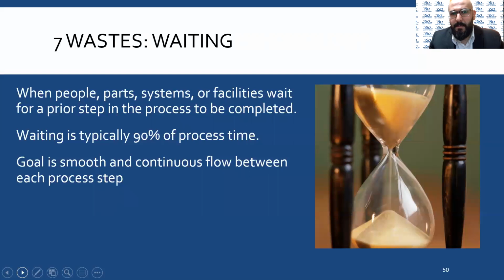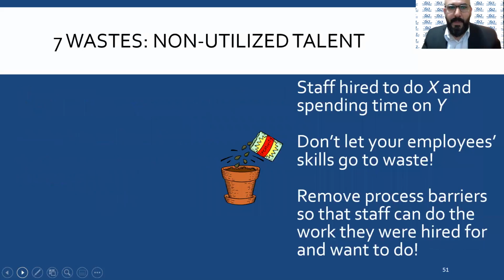When people, parts, systems, or facilities wait for a prior step in the process to be completed, we should take it out. The waiting is typically 90% of the process time. The goal is to have smooth and continuous flow between each process. Once you remove this waiting waste, you're going to improve the process by having a smooth flow and remove any non-value added. This is non-value added, and should be removed.